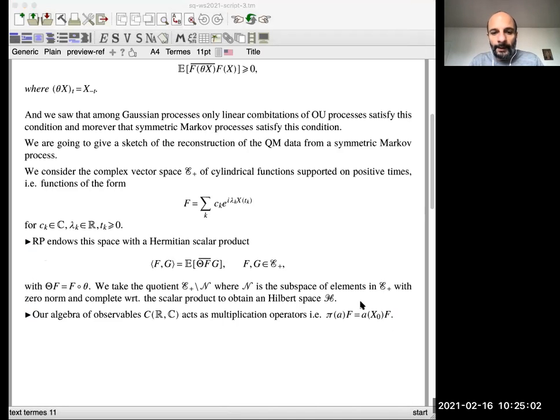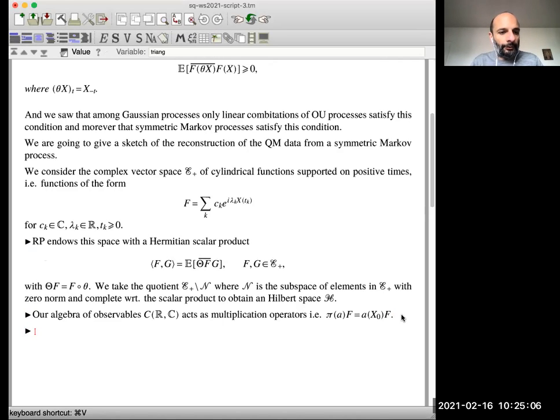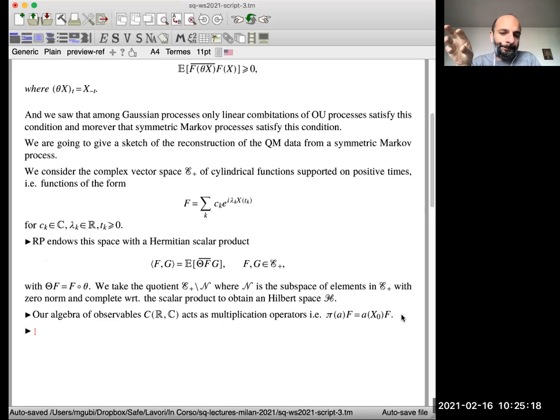And now you can introduce an additional operation. Remember what we have to recover: we had the Hilbert space, then we have the representation of the algebra.